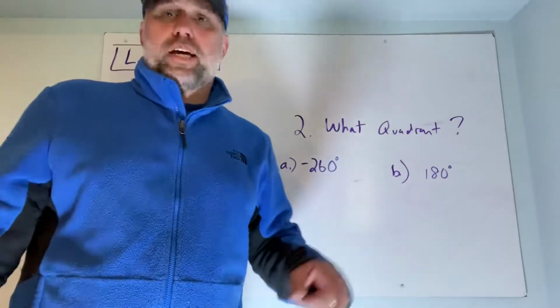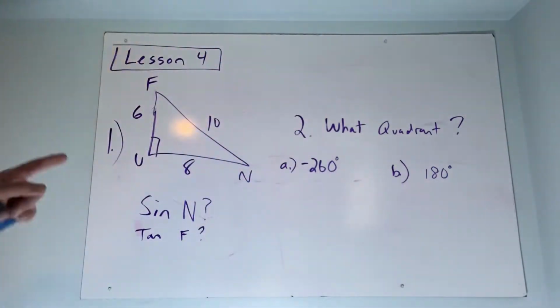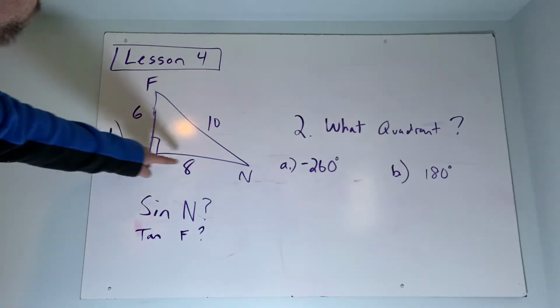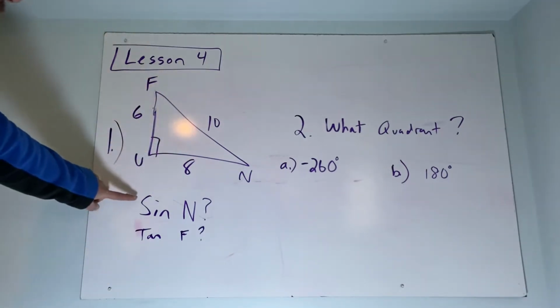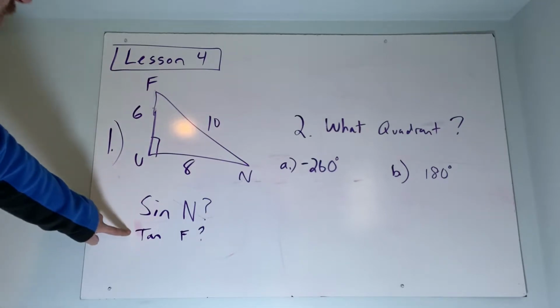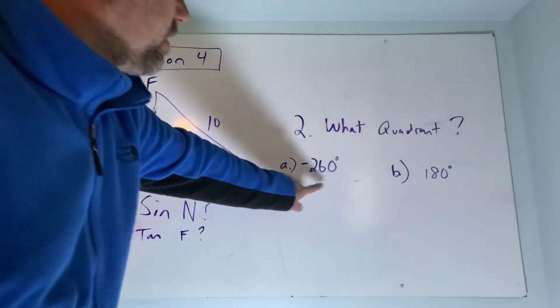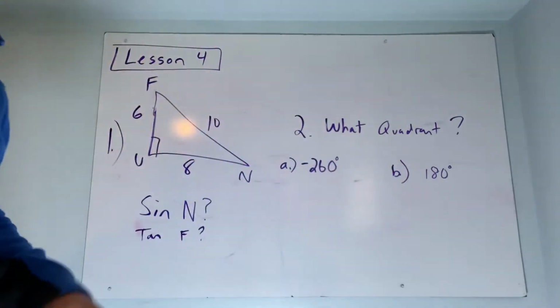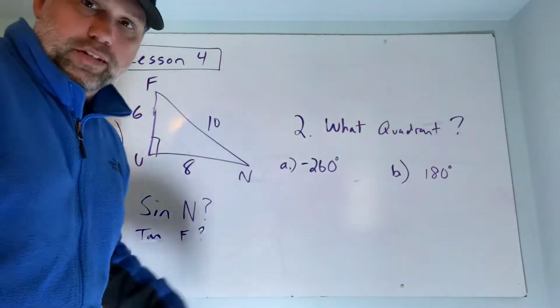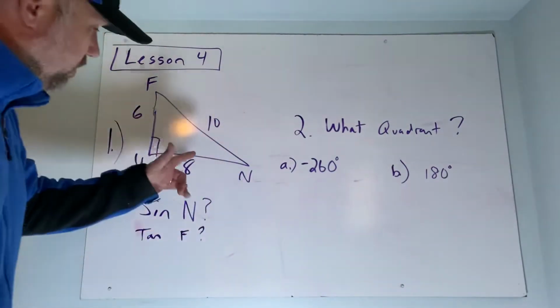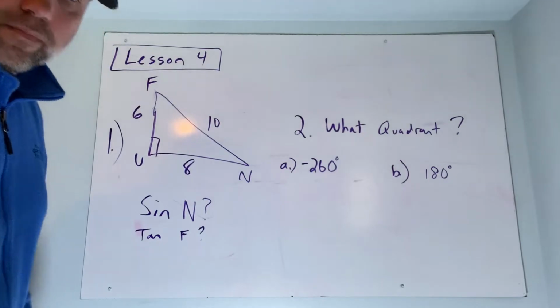Anyways, I have some warm-up questions for you. Go ahead and pause the video and try these. We have a right triangle drawn here, asking you for the sine of n and the tangent of f. And then over here, I just want to know what quadrant these two angles lie in. That may require you to draw a quick sketch of where they are and let me know. Pause the video, do these two, and we'll go over them in a second.